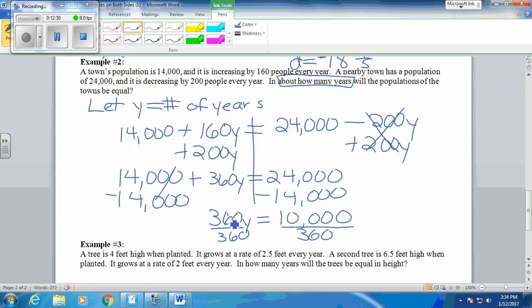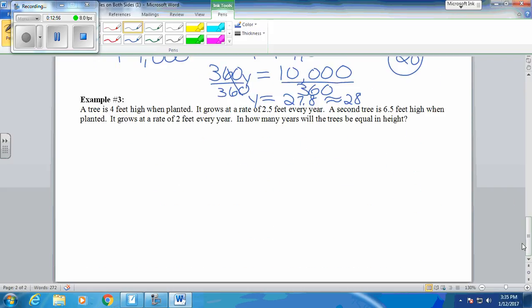Then I don't get a whole number, which is fine, and it's going to give me approximately 27 and 8/10 years, or if you wanted to say 28 years, that would be fine, because the question says in about how many. So in about how many, I would probably round that up to say 28. All right, so I know it says example number 3, but I'm going to ask you to go ahead and try number 3, and then I'll resume the video.